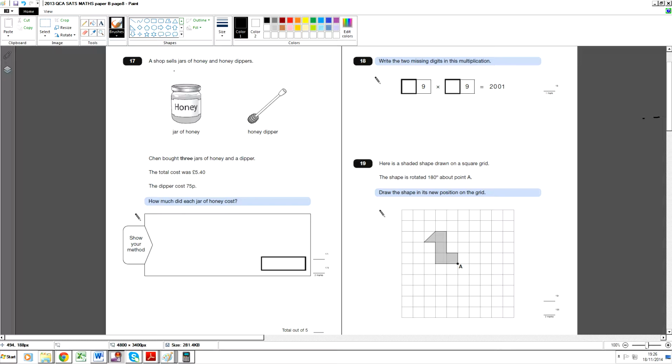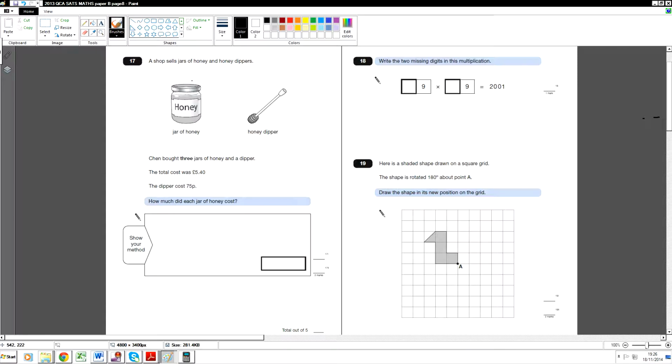Question number 17. A shop sells jars of honey and honey dippers. Chen bought 3 jars of honey and a dipper. The total cost was £5.40. The dipper cost 75p. How much did each jar of honey cost?